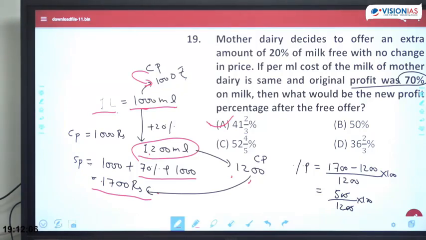Is this making sense or not? समझ में आ रहा कि नहीं आ रहा?